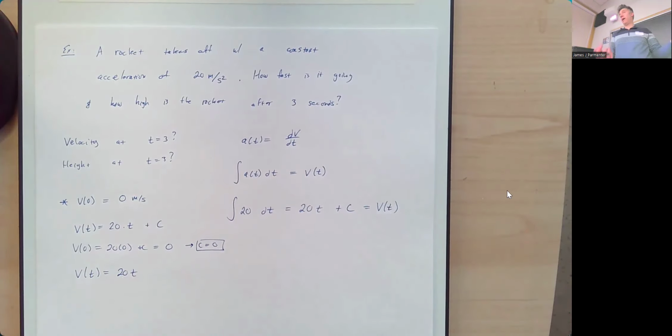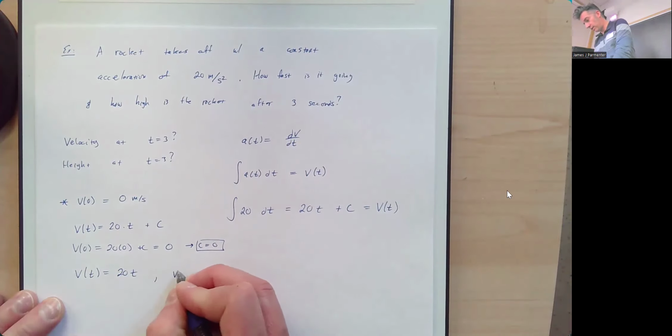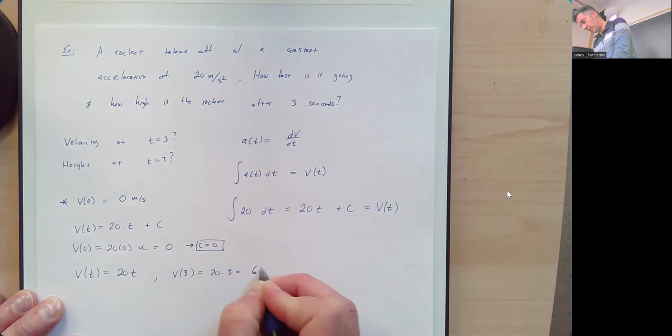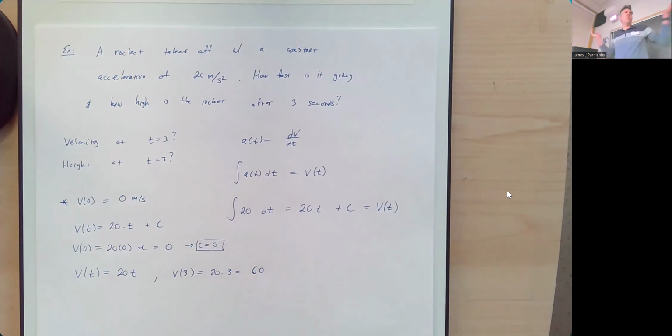Which means, like we kind of implied, we want to find the velocity after 3 seconds. Well, the velocity after 3 seconds is going to be 20 times 3, which is 60. What are my units here? Well, acceleration was being measured in meters per second squared, so velocity should be measured in meters per second.